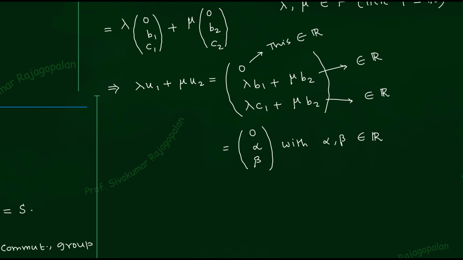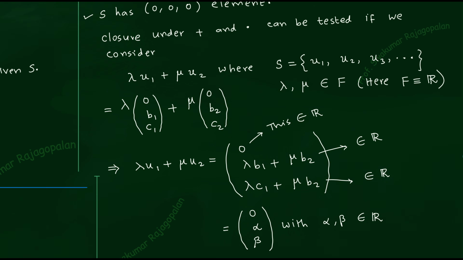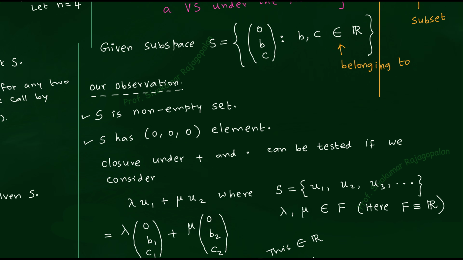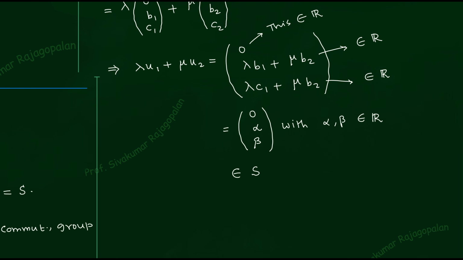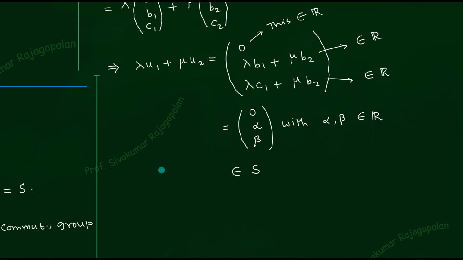So ultimately what happens is that 0, alpha, beta looks as if it is looking in a very similar way like 0, BC. It looks identically the same. Instead of BC, now you have alpha, beta. And therefore, you agree that this has to belong to the original subset. So that is our conclusion.